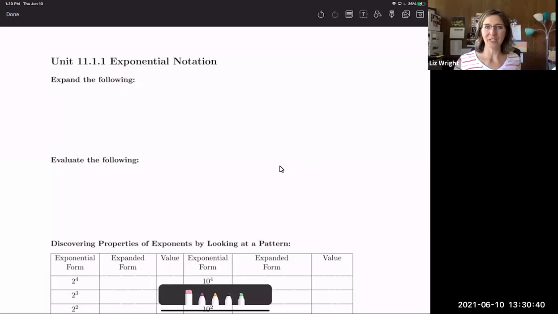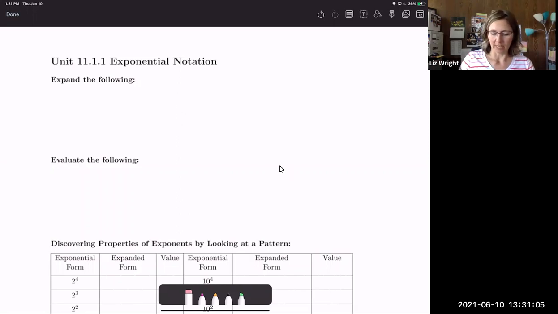Hi everybody, in this video we are going to be talking about unit 11.1.1, which is exponential notation. The premise of this topic is that we're going to expand what exponential notation is, and we're going to put it in expanded form, and then it's going to hopefully help point you back to why the rules are what they are.